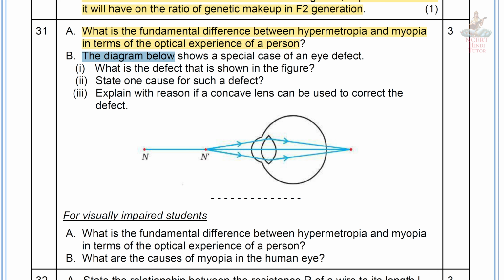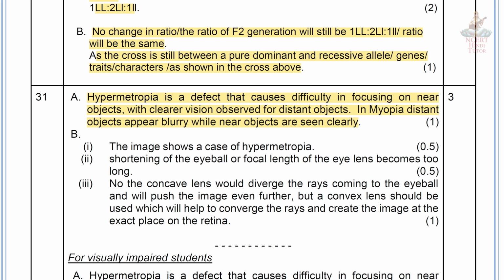B. The diagram below shows a special case of an eye defect. First, what is the defect that is shown in the figure? Answer: the image shows a case of hypermetropia.